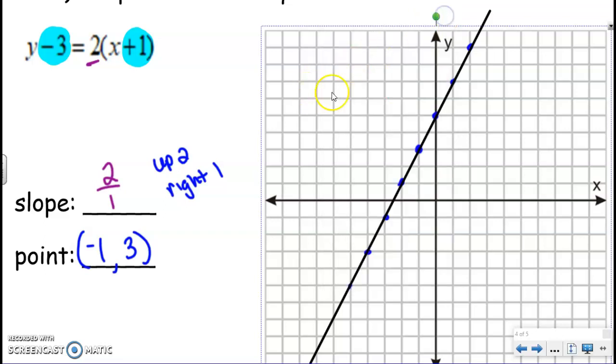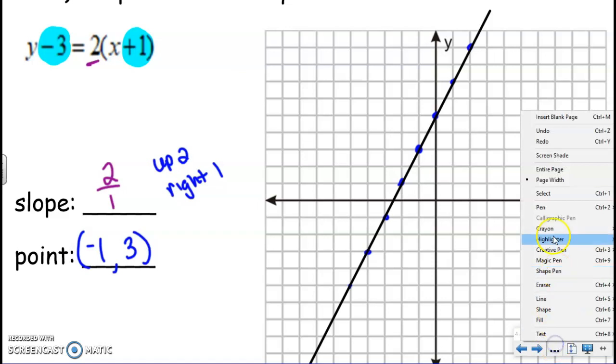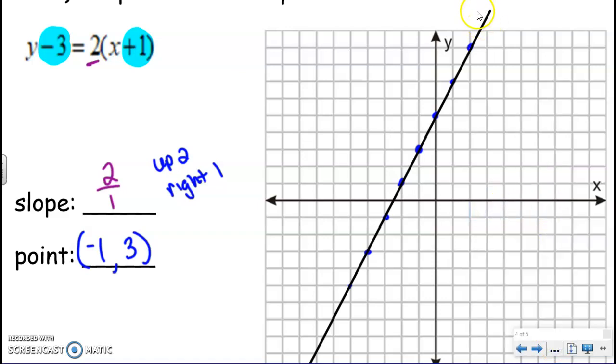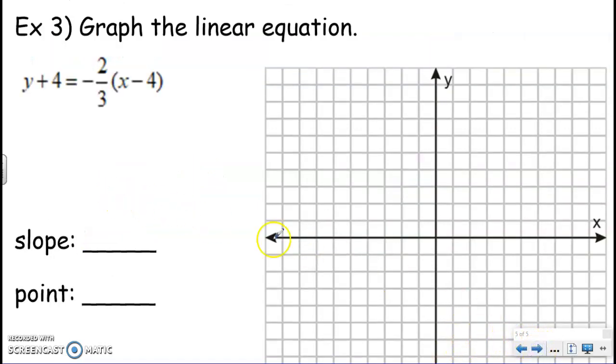That didn't do anything that it was supposed to. Okay, so I'm going to draw my arrows at the end, and then I'm good. Okay, so draw my line, draw my arrows, and I am done. Okay, let's look at the next one.